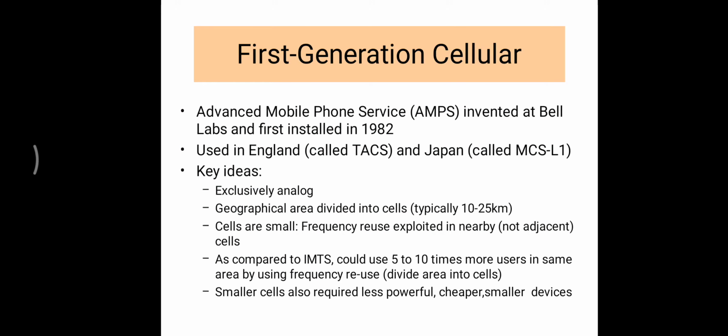In the first generation cellular system, Advanced Mobile Phone Service was invented at Bell Laboratories in 1982. The key ideas are exclusively analog. Geographical areas are divided into cells. Typically, each cell is 10 to 25 kilometers, and cells are small. They implemented the frequency reuse concept, where frequencies are not reused in nearby cells. And smaller cells also require less powerful, cheaper, and smaller devices.